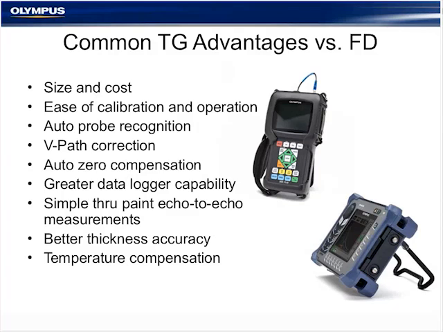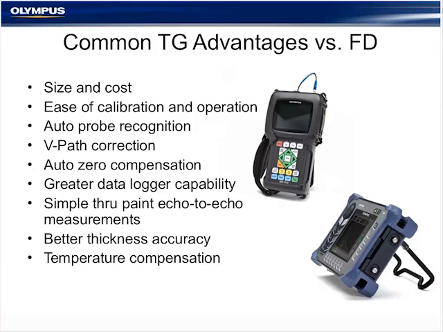Corrosion gauges typically have auto probe recognition, so once you plug in a dual element probe, the instrument knows what probe is plugged in, and that certainly aids in setup of pulser and receiver parameters. The V-path correction is usually built in on a corrosion gauge. And there's something called auto zero compensation, or if you've used an Olympus thickness gauge in the past, you'd know that as do zero. So this is something we'll discuss a little bit more in detail, but this certainly helps with initial setup of the measurement on a corrosion gauge.